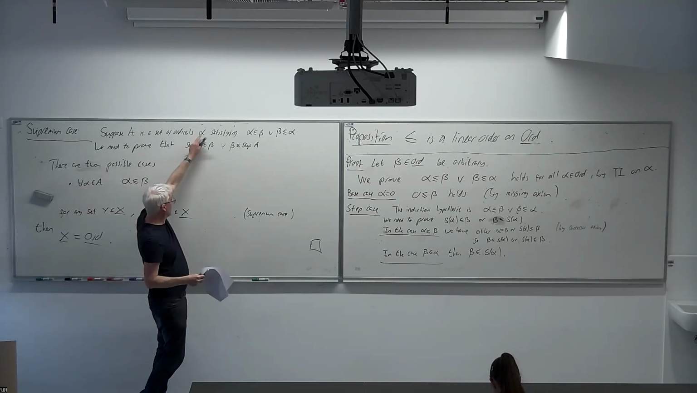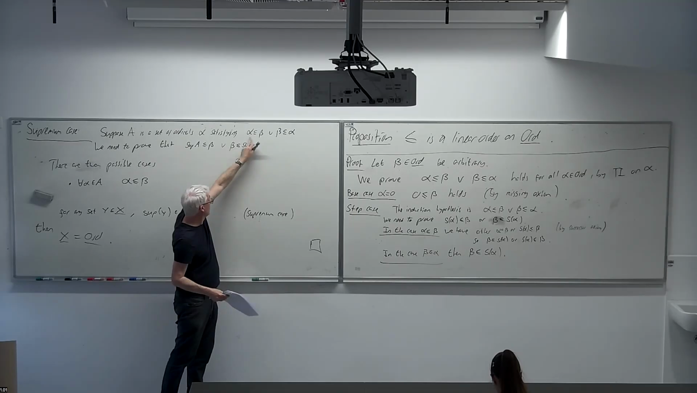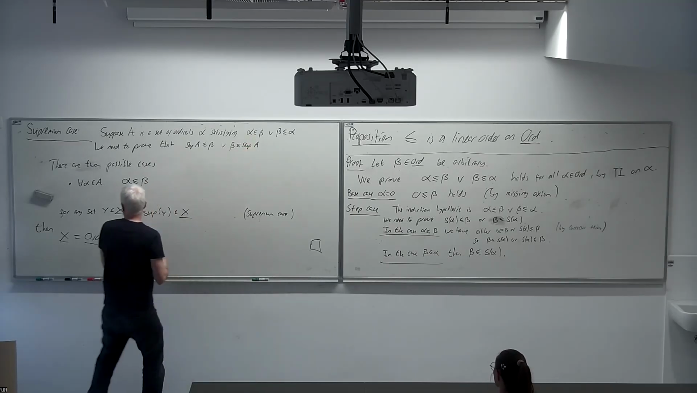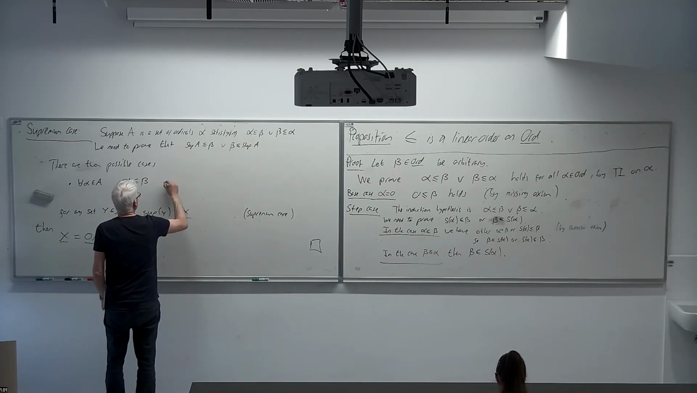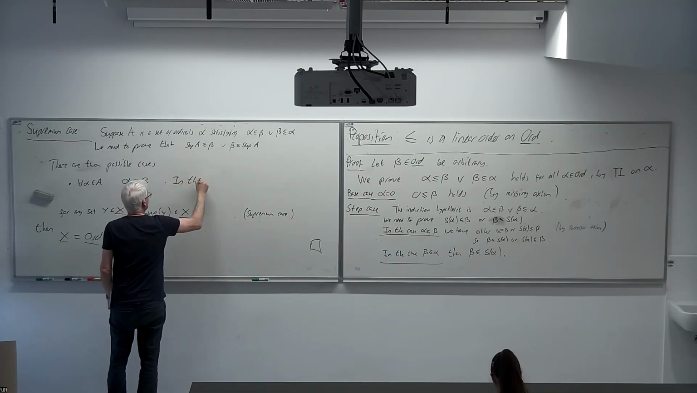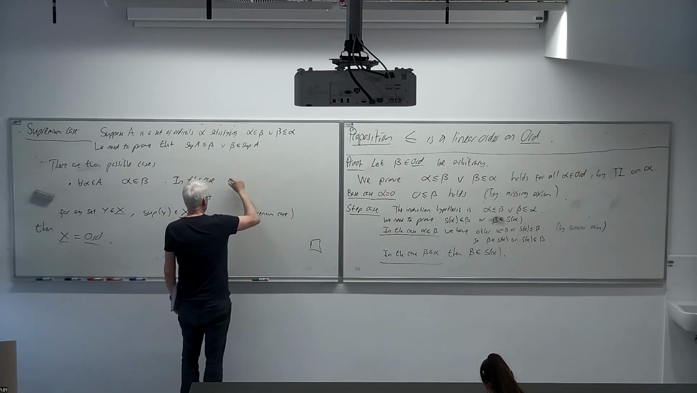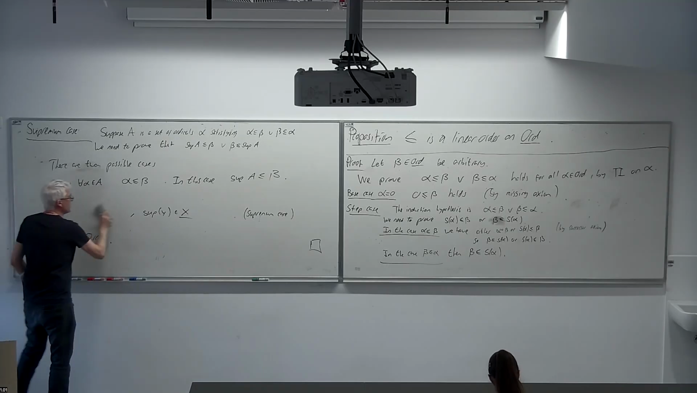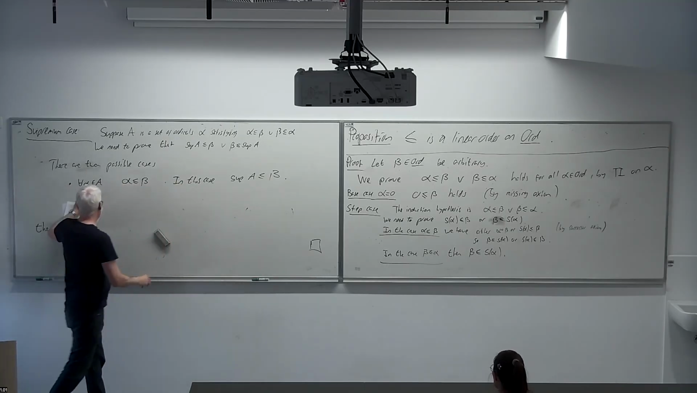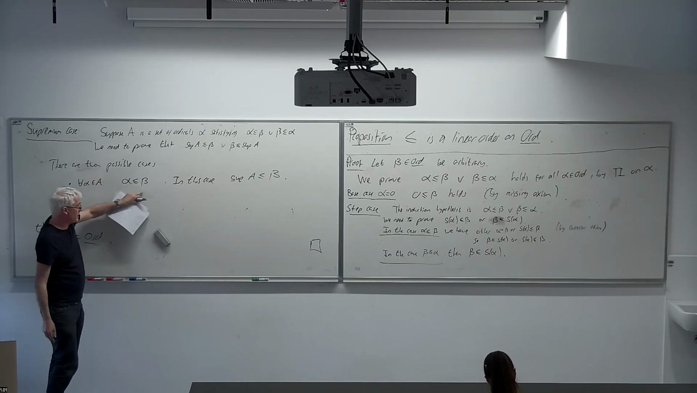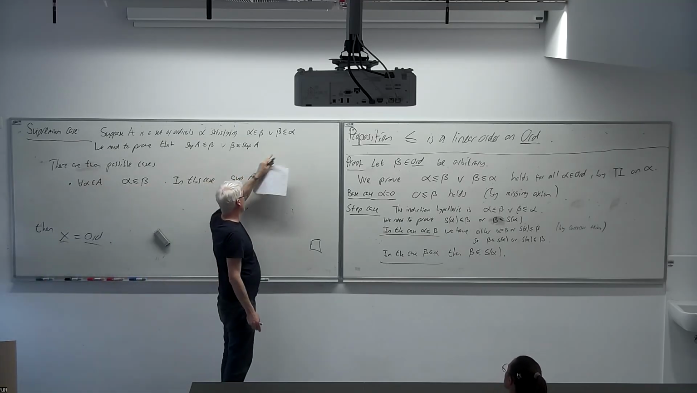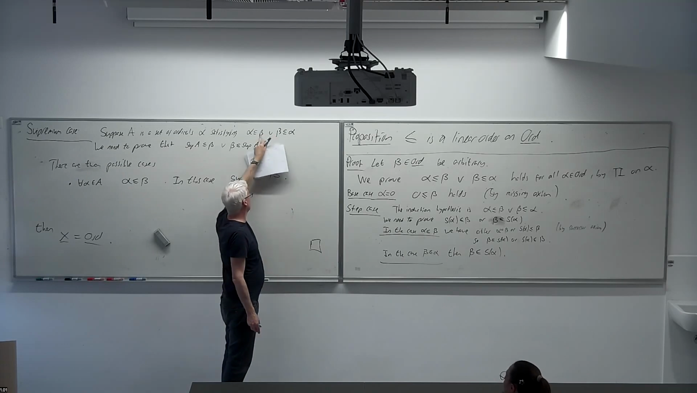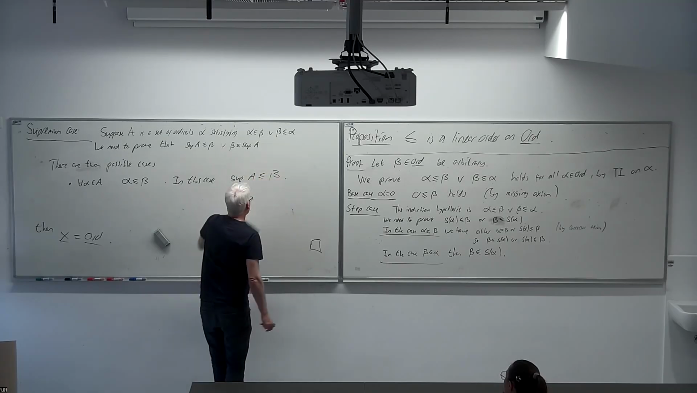We know for all alpha in A, this disjunction holds, but maybe for all of them the left-hand one holds. So in this case, since the supremum is the least upper bound, the supremum of A is less than or equal to beta. And the other case: if it's not the case that for all alpha in A, alpha is less than or equal to beta, then there must be some alpha in A such that the other disjunct holds. So there exists some alpha in A such that beta is less than or equal to alpha.